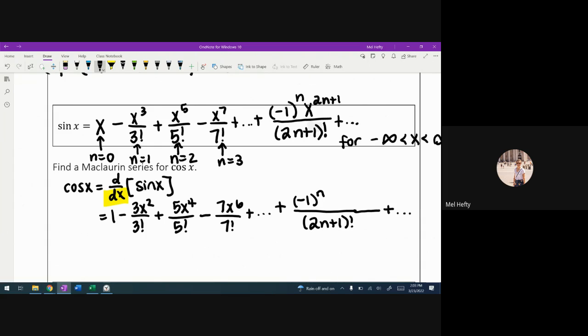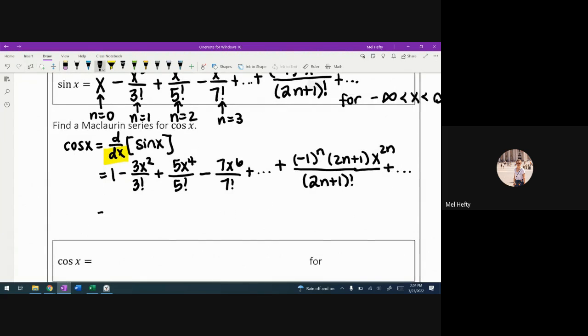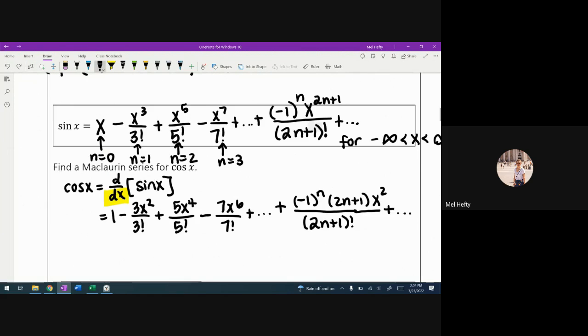x to the 2n plus 1. What's the derivative? x to the, you said 2n. How am I getting that 2n? I'm subtracting 1, right? All right, I'd like to clean this up a little bit. Actually, let's just go straight down to here. Just like your normal derivative. So this 6 is like 7 minus 1.